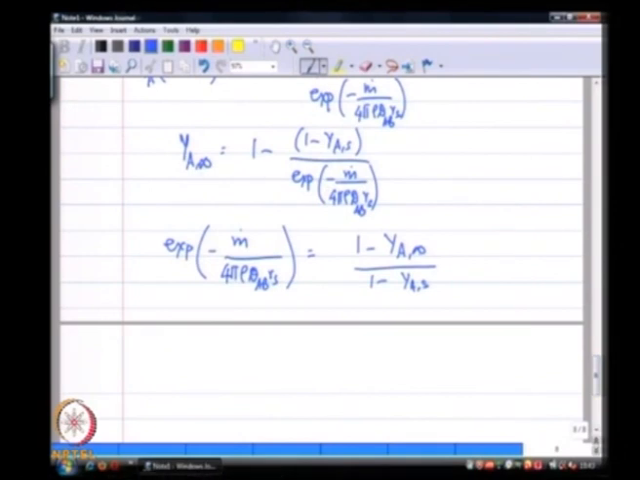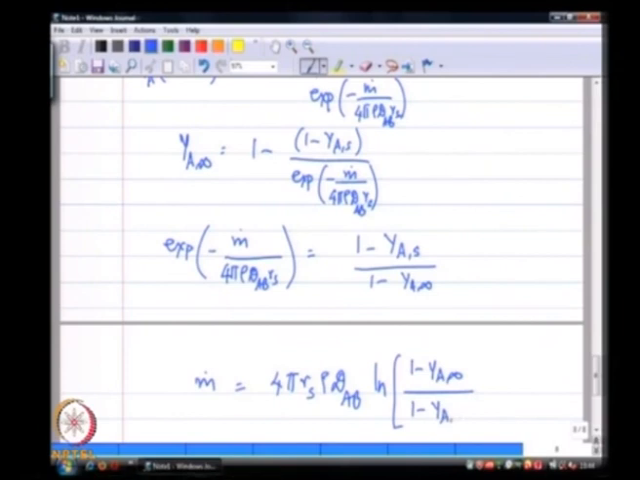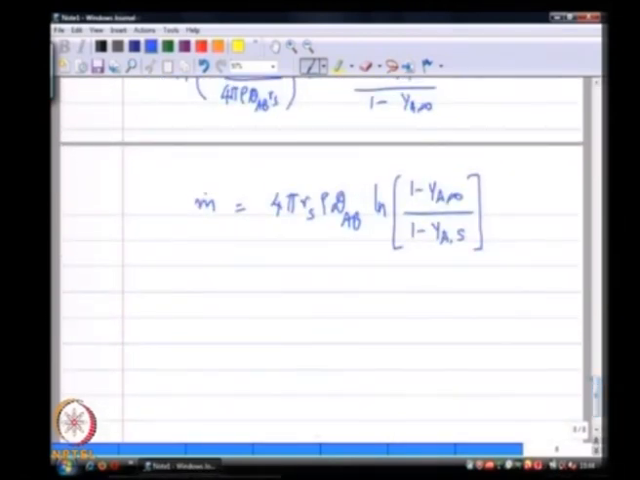All I have done is move the Y_A infinity to the right hand side and move the rest to the left hand side. From here I can write out m dot, sorry, this would be s on top. So this is the mass flow rate across any sphere of radius r for a given Y_A infinity and Y_A s.